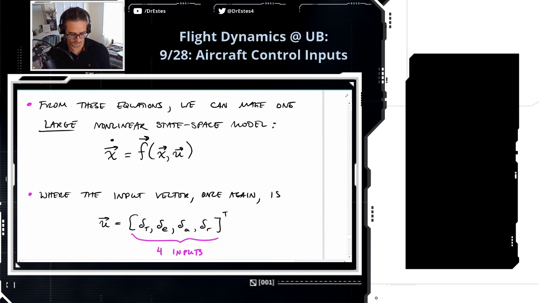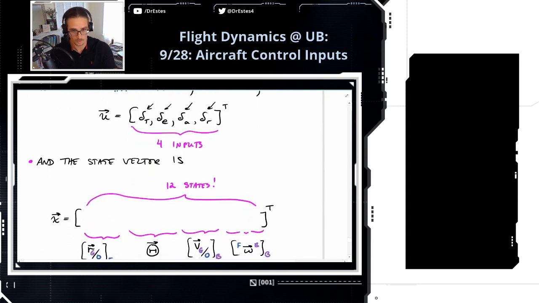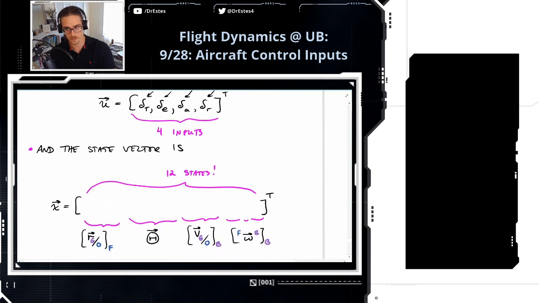So once again, this is our input vector for an aircraft: throttle setting, elevator deflection, aileron deflection, rudder deflection. We have a 4x1 input vector. And the state vector is, well, there's 12 of them, my friends. And they come from the equations up above.